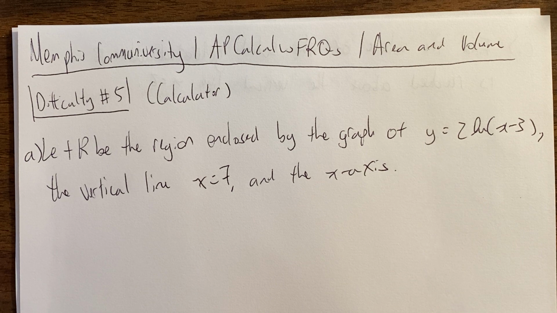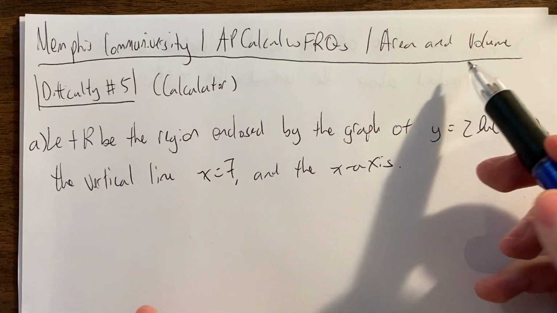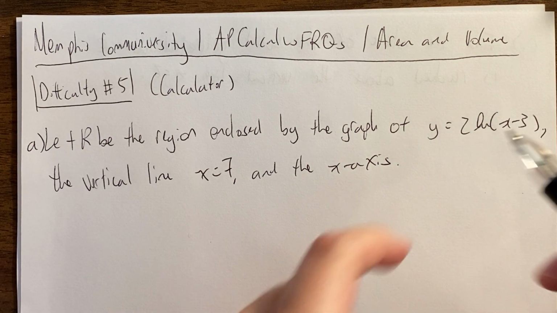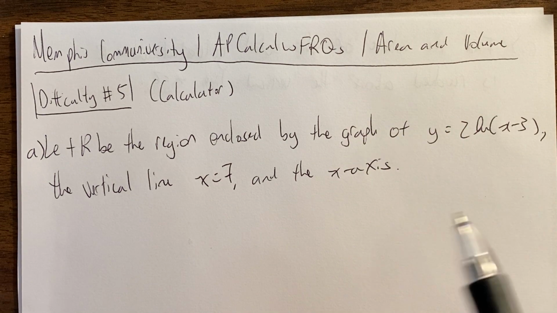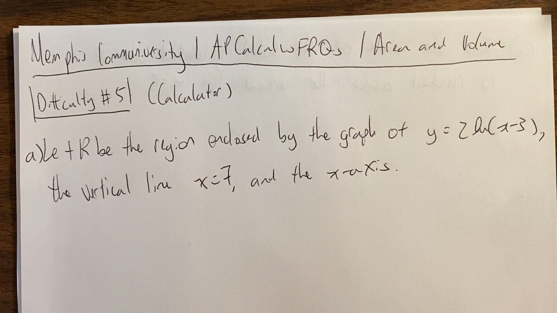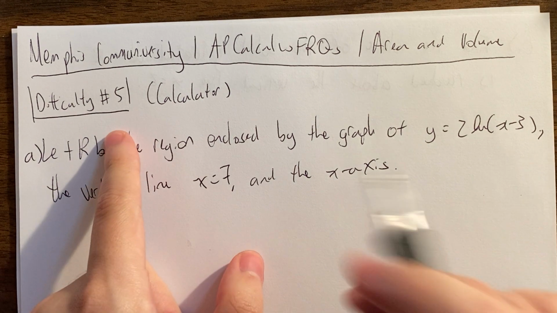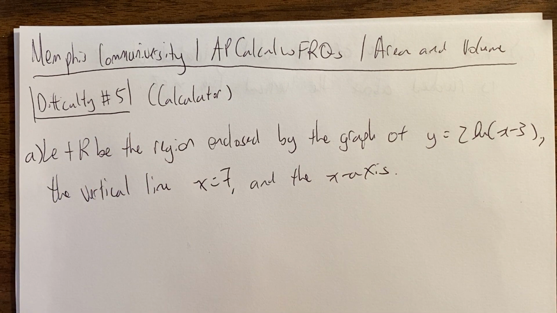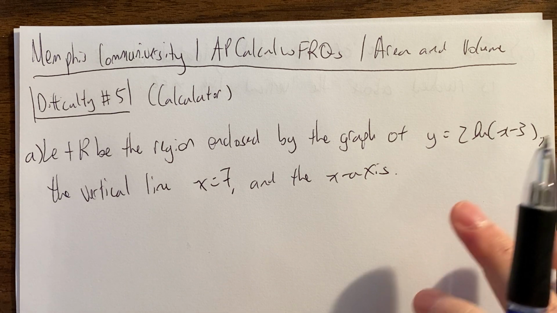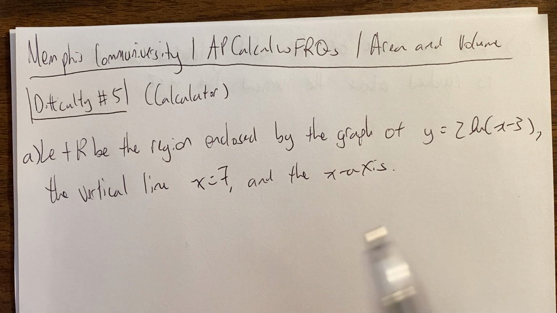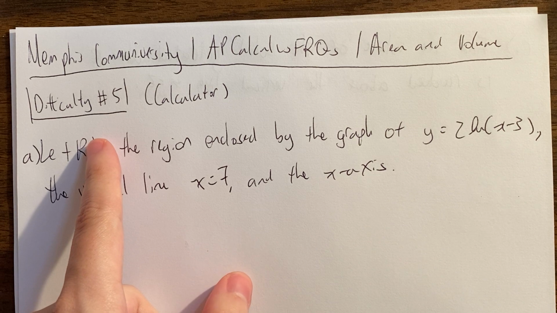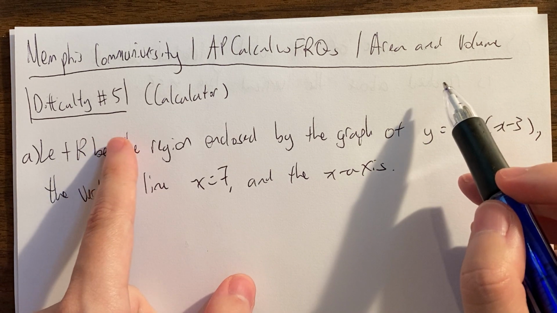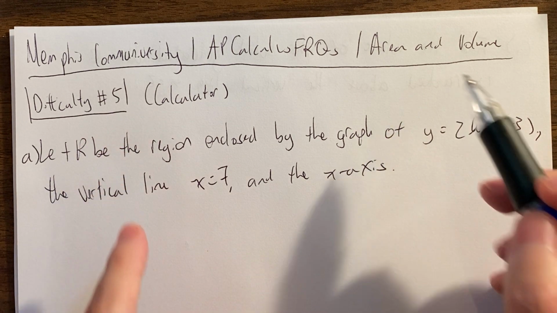So I have written for each topic of the AP exam, for example, particle motion, differential equations, and area and volume, 10 free response questions that are based off old AP exams, but are of my original work. And I have arranged them in terms of difficulty, in my opinion. So I've gone from difficulty 1 all the way up to difficulty 10, where we slowly progress through those topics. And today we are doing difficulty number 5 for area and volume.